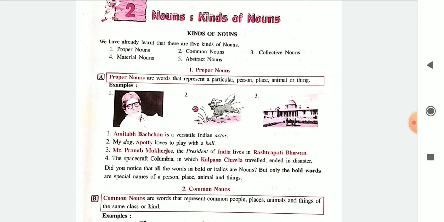Nouns is something that we have done before, so it is not absolutely new to you. What do we mean by nouns? Nouns are the names of a person, place, animal and thing. They are the nouns. I hope you recollect that. Now we come to kinds of nouns. There are 5 main kinds of nouns: proper, common, collective, material and abstract nouns.